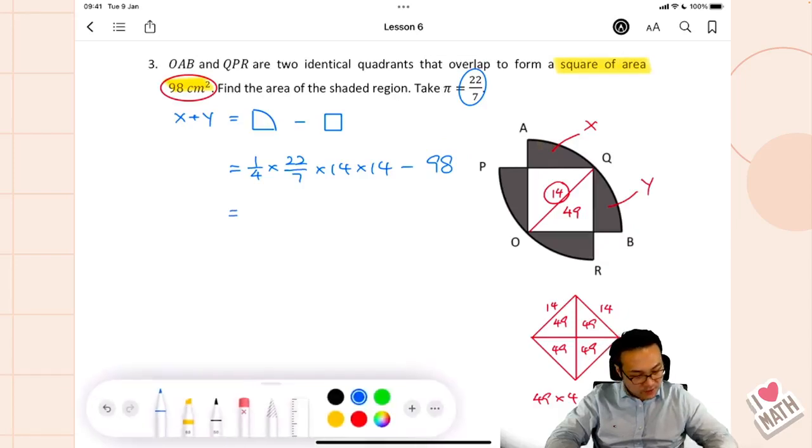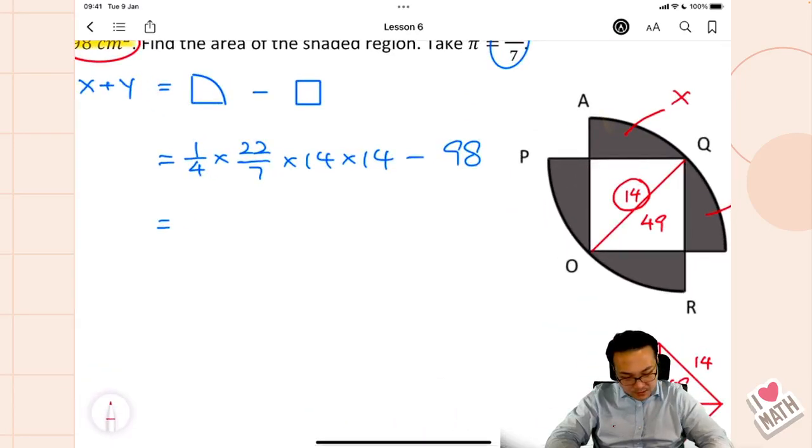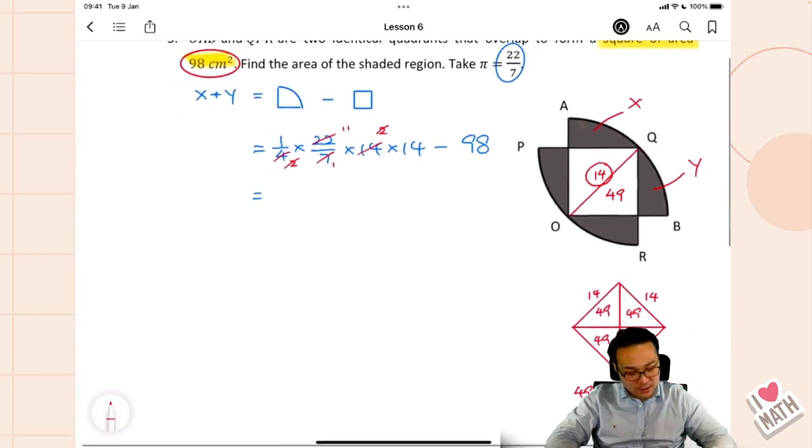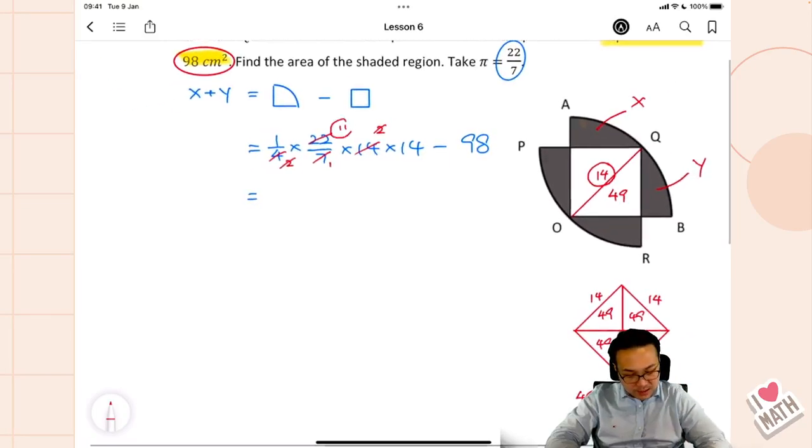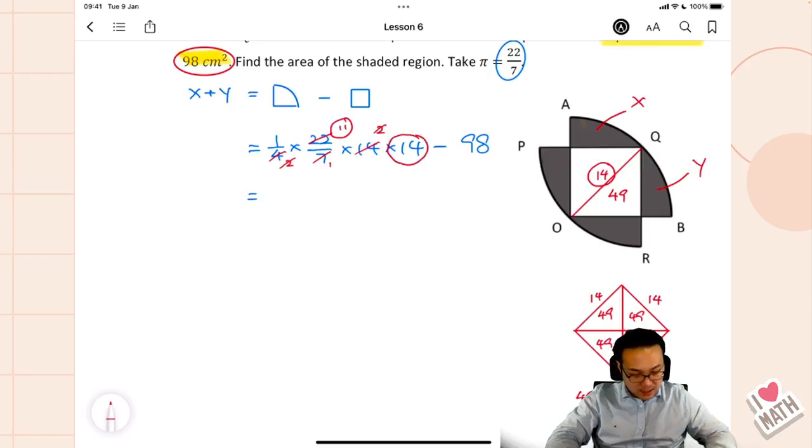So I simplify. 7. Okay, 14 divided by 7 is 2. 22 divided by 2 is 11. Divided by 2 is 2. Then this 2 and this 2 can divide by each other. I'll be left with 11 times 14 minus 98. So 11 times 14 minus 98. And what do I end up with? I end up with 56.